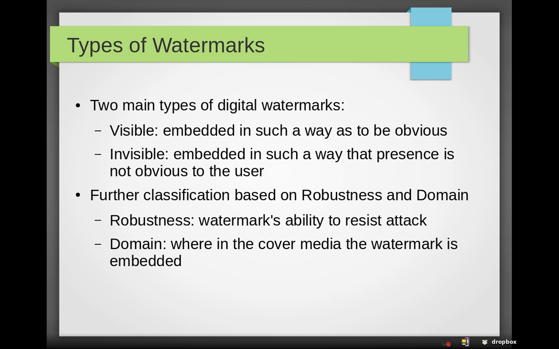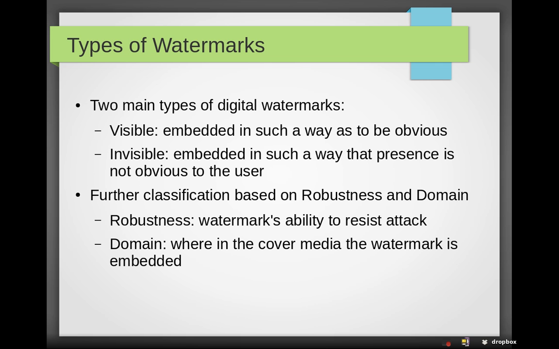Visible watermarks are embedded in such a way as to be obvious. An example would be the word draft or confidential across a document, or the author's name in semi-transparent text across the document. Similarly, the photographer's name across a photograph would be an example of a visible watermark. Invisible watermarks are embedded in such a way that the presence is not obvious to the user. CDs and DVDs nowadays, some of them have invisible watermarks as well.